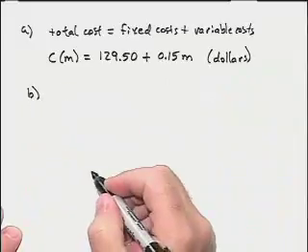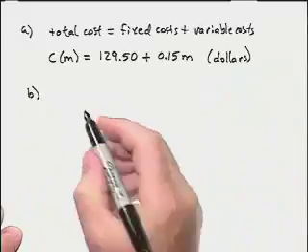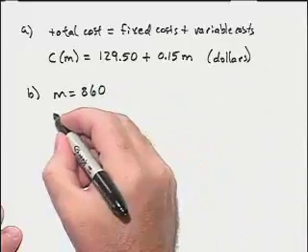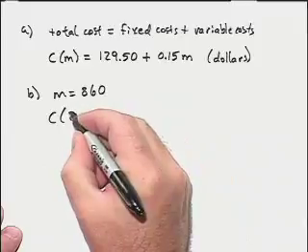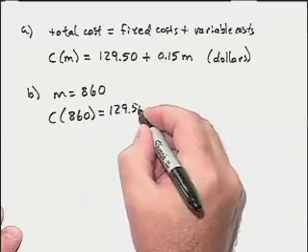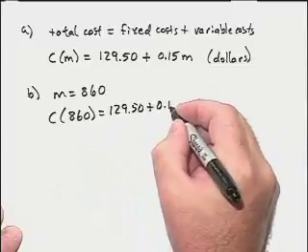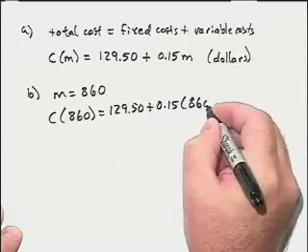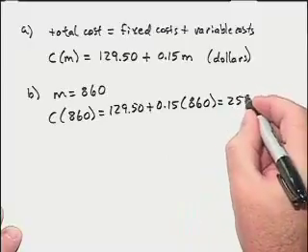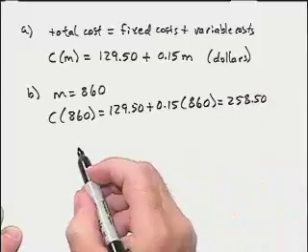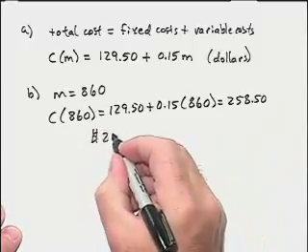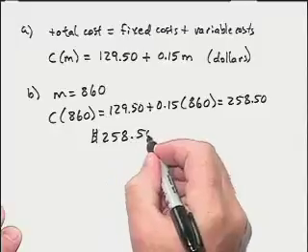For part B, we're going to determine the rental cost if M is equal to 860 miles, because we need to evaluate C of 860. So it'll be 129.50 plus 0.15 times 860. If we evaluate that, we get 258.50. So the rental cost for 860 miles is $258.50.